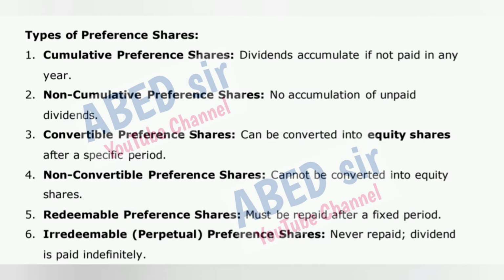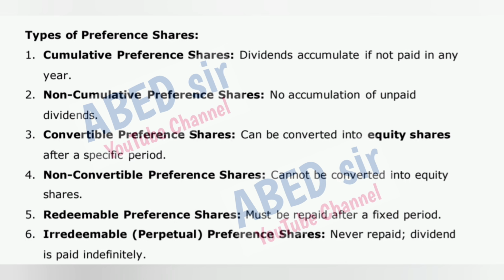Types of preference shares. 1. Cumulative preference shares. Dividends accumulate if not paid in any year. 2. Non-cumulative preference shares. No accumulation of unpaid dividends. 3. Convertible preference shares can be converted into equity shares after a specific period. 4. Non-convertible preference shares cannot be converted into equity shares.